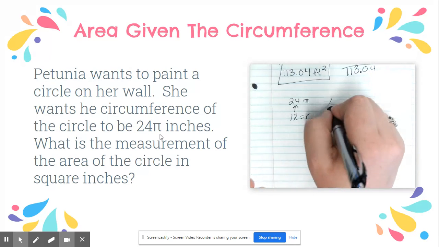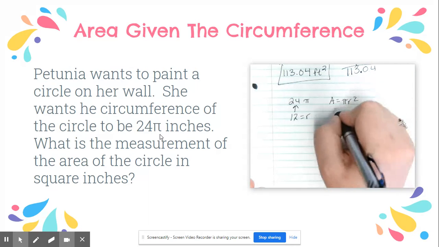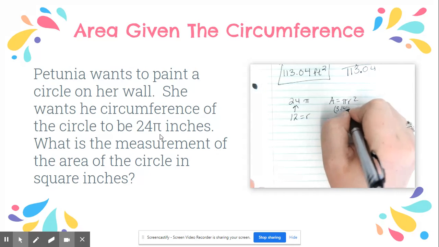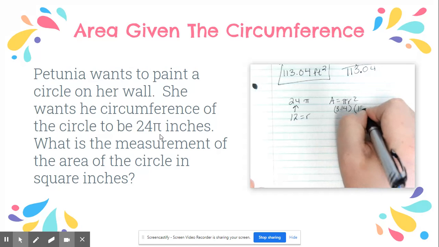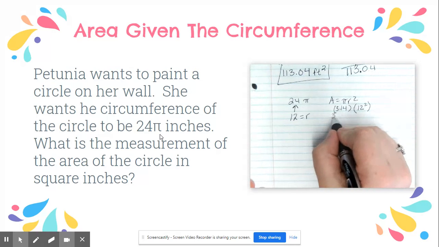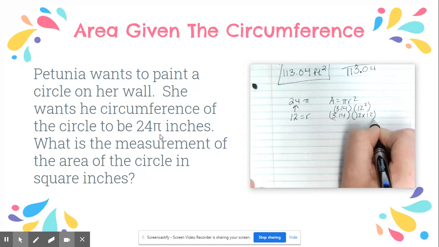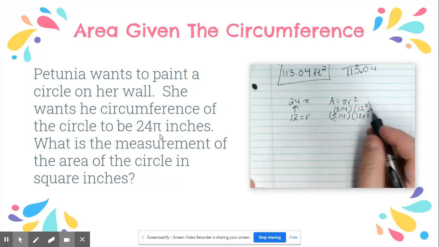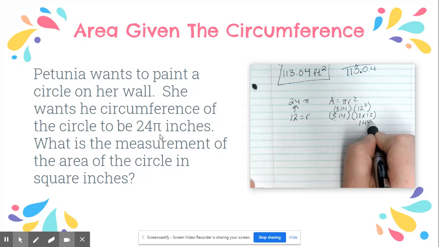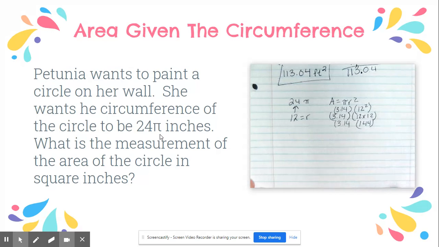So when I do area equals pi r squared, we're going to replace pi with 3.14. We're going to replace the radius with 12 and then square that. So we're going to do 12 times 12, and 12 times 12 is 144. Then we're going to multiply that by 3.14.